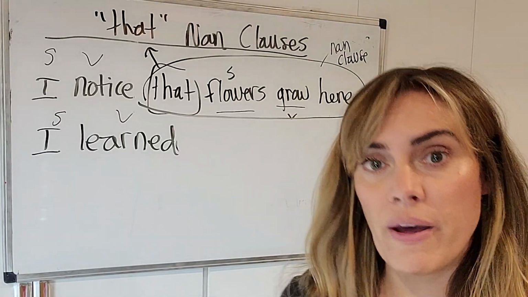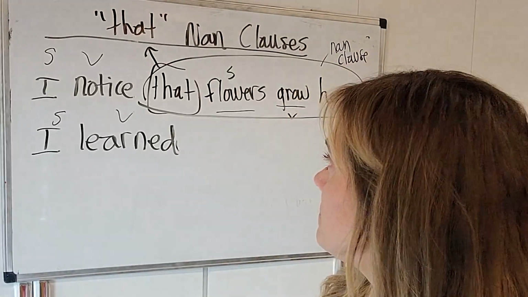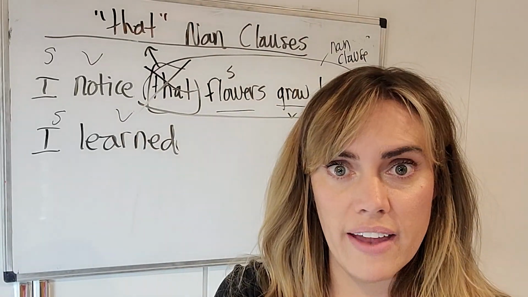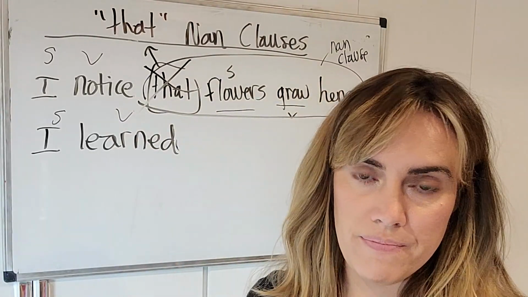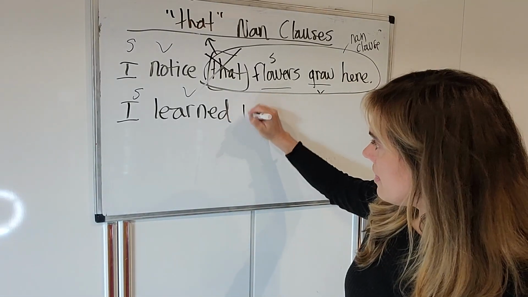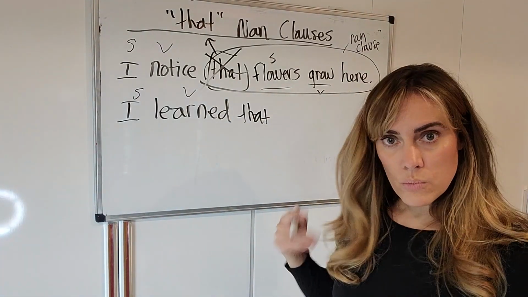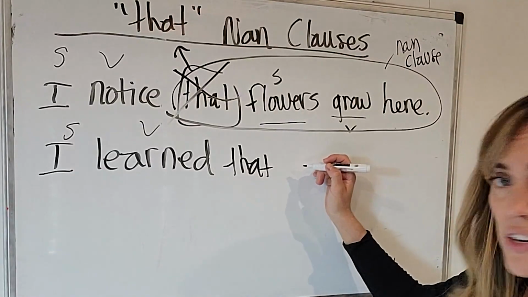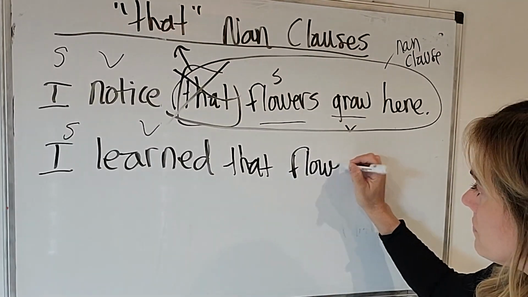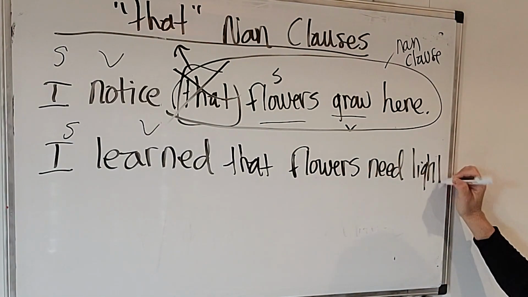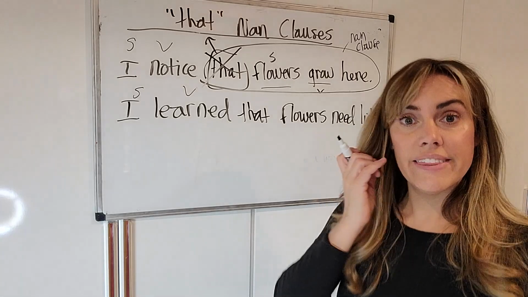And the cool thing about this kind of noun clause is you can take the word that out. You don't have to have it. Let's make one here. I learned that. What did I learn? I learned that. Now I need a subject and a verb. I learned that flowers need light. Imagine that. They need light.